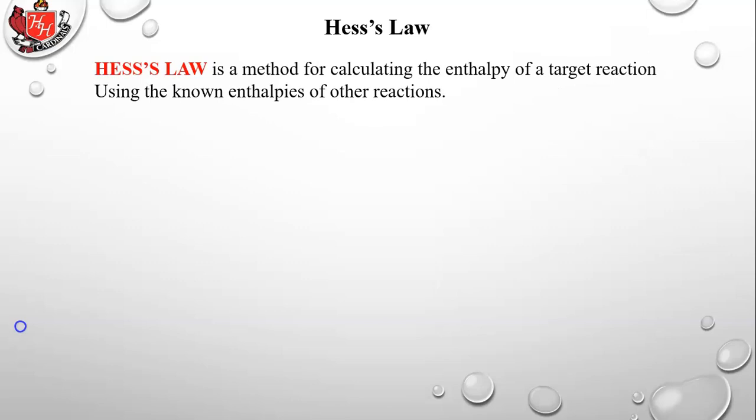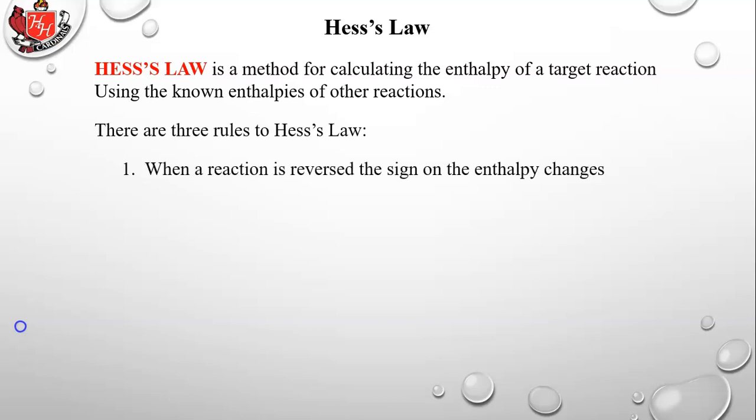Hess's law is a method for calculating the enthalpy of a target reaction using the known enthalpies of other reactions. There are 3 rules to Hess's law. Rule number 1 is when a reaction is reversed, the sign on the enthalpy changes. So to create carbon dioxide from carbon and oxygen, that would be a synthesis or combination reaction. The carbon and the oxygen would then go to a lower energy state. They would be more comfortable together, and so they're going to release energy, and 393.5 kilojoules of energy would be released to produce 1 mole of carbon dioxide.